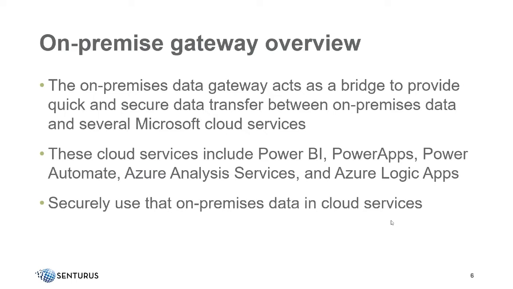Let's talk about the on-premise gateway. What is it? What are we doing with it? It acts as a bridge. It's a bridge to give us a way to access data that's on-prem and different cloud services that are sitting out there. So whether it's Power BI, Power Apps, Power Automate, AAS, or ALA, we can use all of this on-prem data.